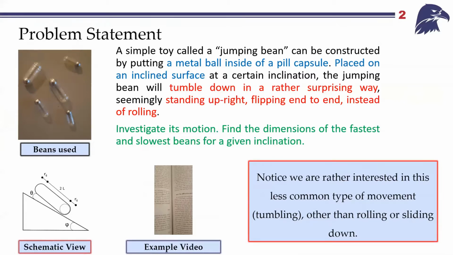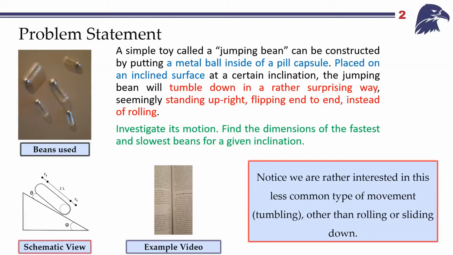So I would like to point out that the part in blue is telling us how to assemble our toy. The other part is telling what we are interested in, what part of the movement we are interested in. Rather than just rolling or sliding down, we are interested in tumbling. So we are going to focus on that because that's the main focus of the problem.